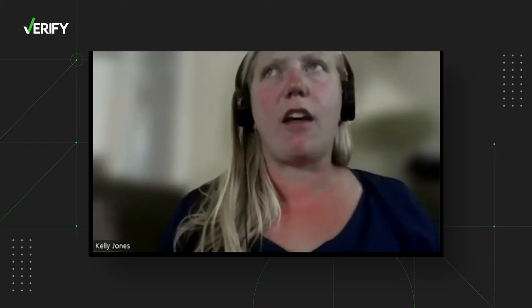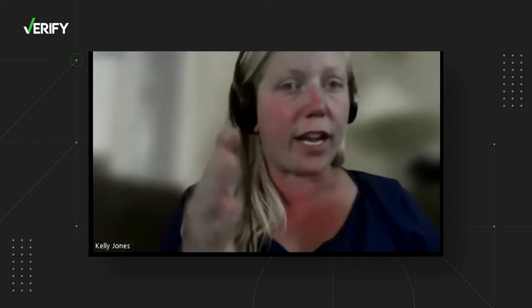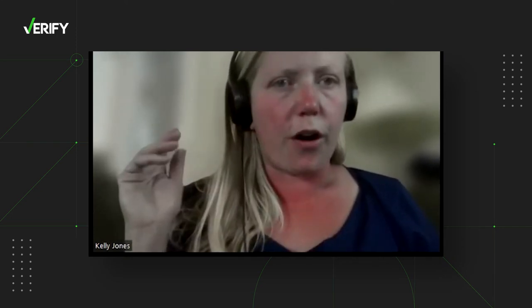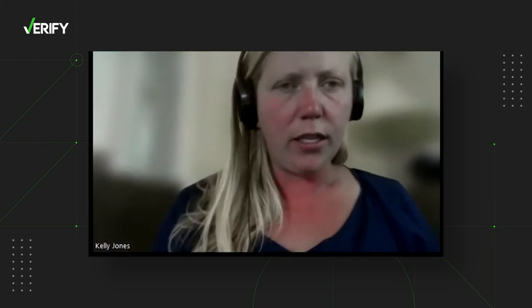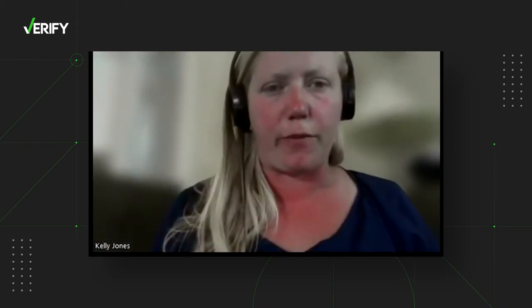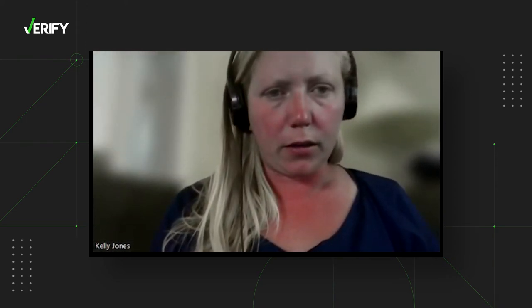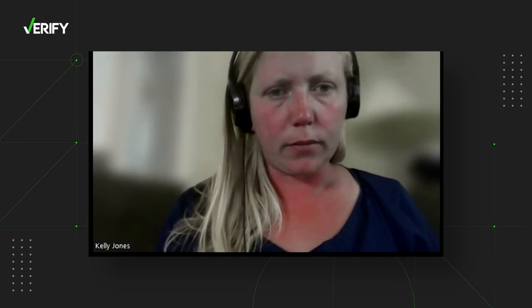Is deepfake technology so advanced that it could trick an iPhone or facial recognition software? Could you unlock an iPhone with a deepfake? Okay.